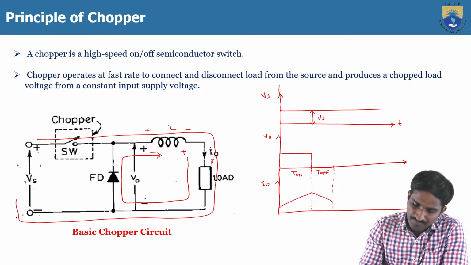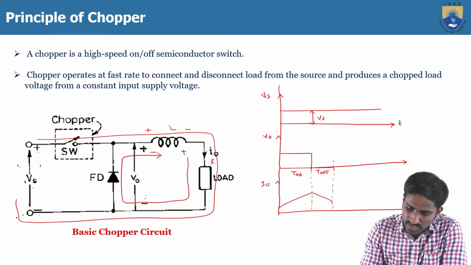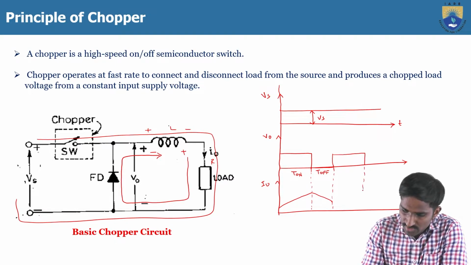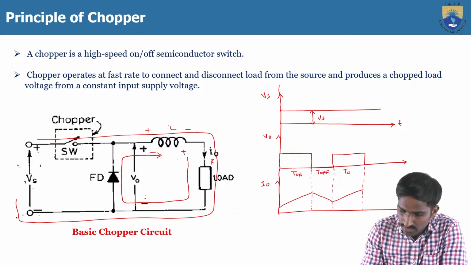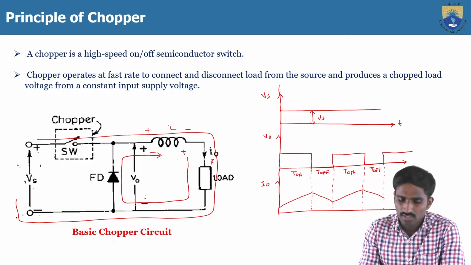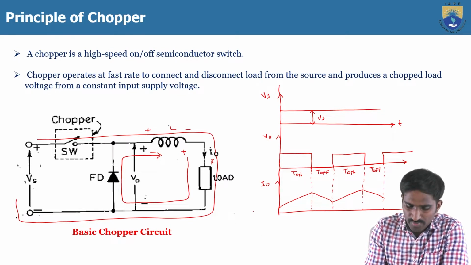Then again I'm turning on at this particular moment. Then again you will get the output voltage like this, and during this time the current will rise. Again this is T on, and again I am turning off here. This is T off. Again during this time there is no voltage and the current is decreasing. Like this it will continue.